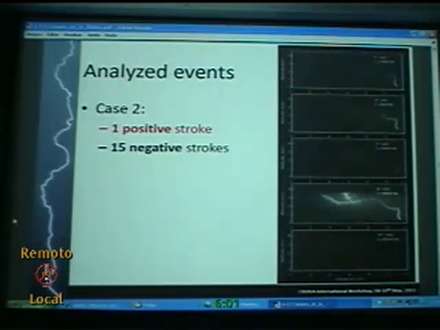And this is the second case that we're going to focus on in this presentation today. I don't show the initial positive stroke. It was further to the right and followed a different path from the 15 negative strokes. And these are strokes number 1, 3, 7, 9, and 11.